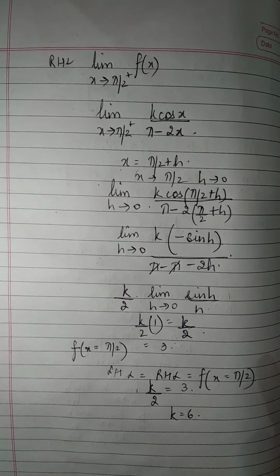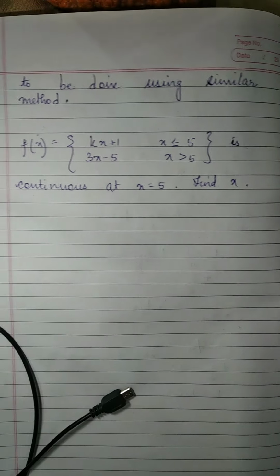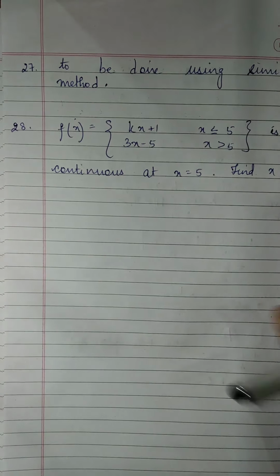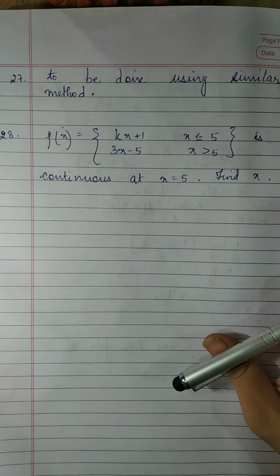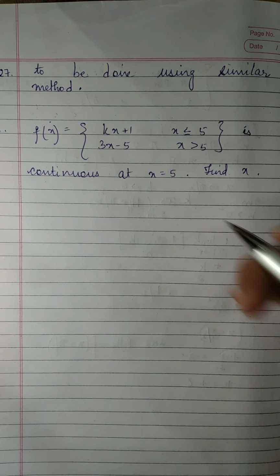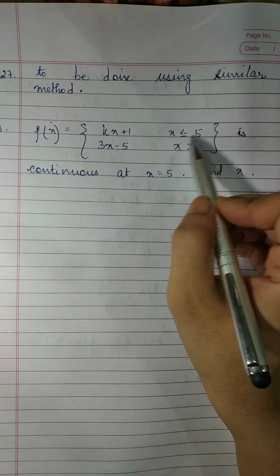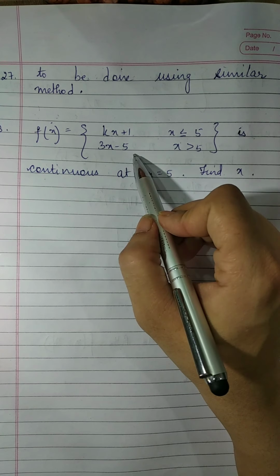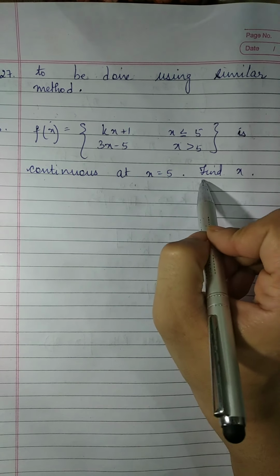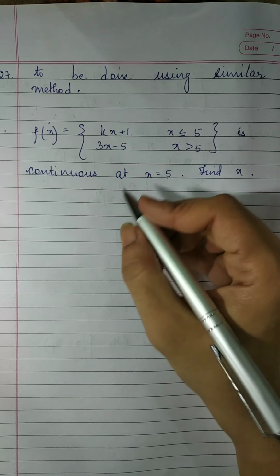Next question is question number 27, which has to be done using the similar method, right? So we move on to question number 28. Here again, a function is given to us as kx plus 1 for x less than or equal to 5, 3x minus 5 for x greater than 5, and it is continuous at x equal to 5. Hence, we have to find k.